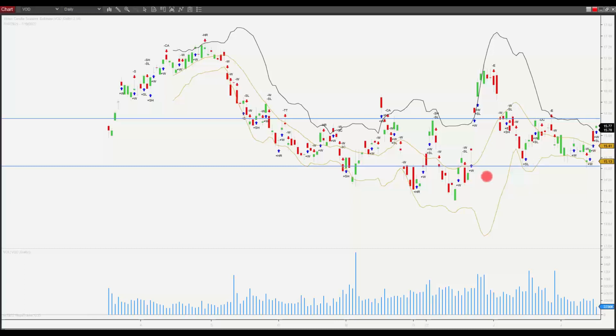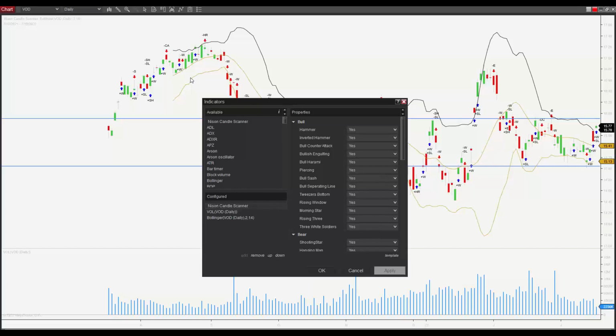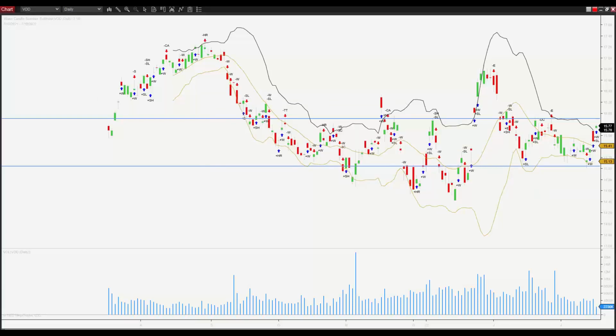So far, I've showed you what Nison Candle Scanner can do as far as highlighting. I've showed you what you can do with it as far as scanning, and I've shown you a couple of different indicators of what it can do as far as adding other indicators. There is a lot more that you can do with Nison Candle Scanner, but what I want to do right now is show you a couple of things of what is included when you own it.